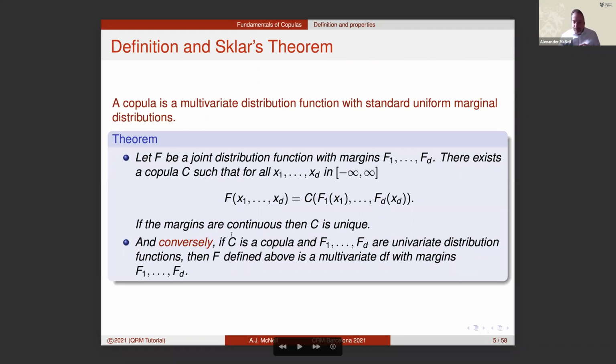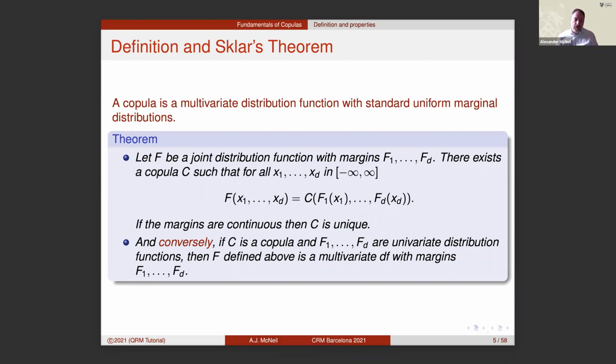Now, the converse explains why copulas are so helpful, because if I take a copula, any copula, and I've just told you I can find them inside other distributions, but if I take a copula and I take any collection of one-dimensional or univariate distributions, and I define F with the same formula, then I know that F is a proper multivariate distribution function, and I know that its marginal distribution functions are F1 to Fd.